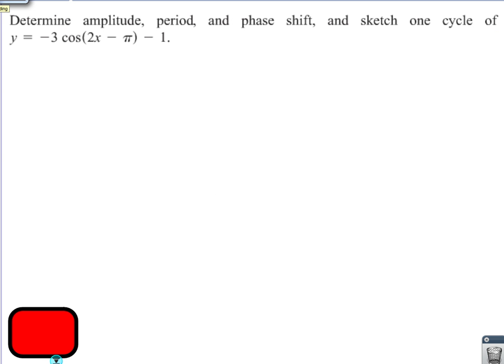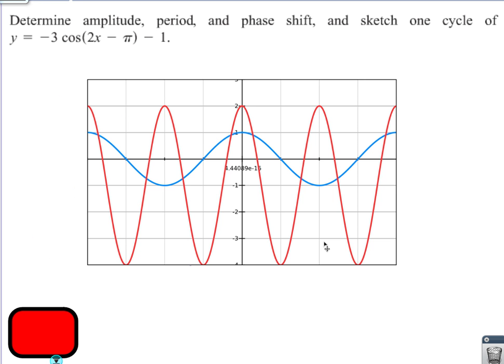Determine the amplitude, period, and phase shift, and sketch 1 cycle of that. Let's just look at the graph, because we know what's going on, right? The -3 out front, we know, is going to do 2 things. It's going to flip it and make it 3 times taller. The amplitude used to be 1. It's now 3. It's 3 times taller.